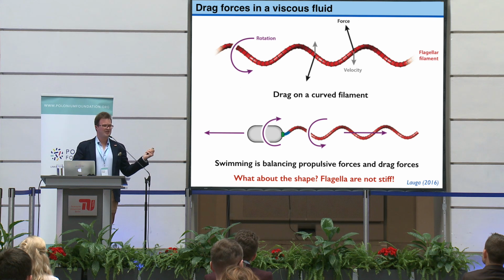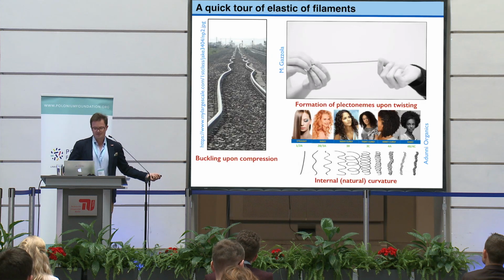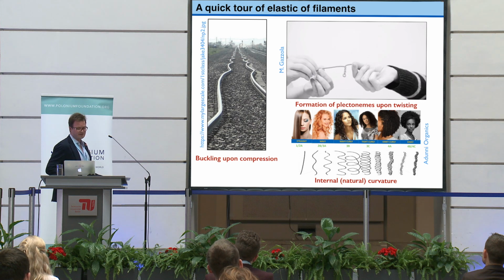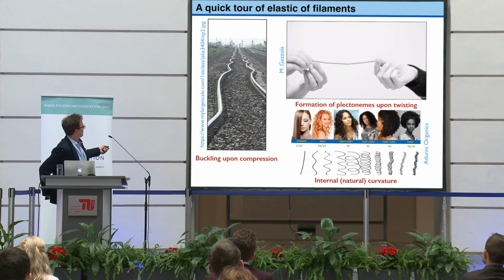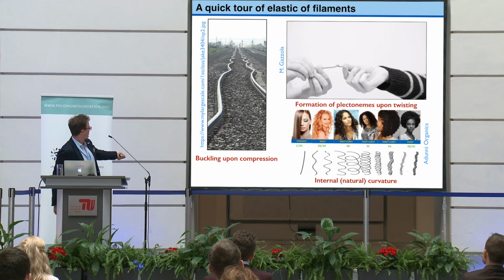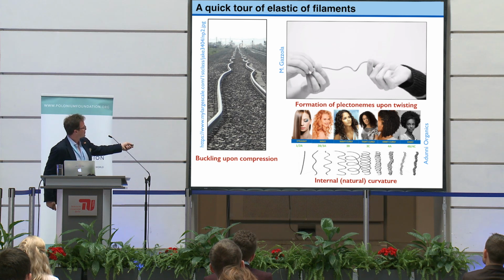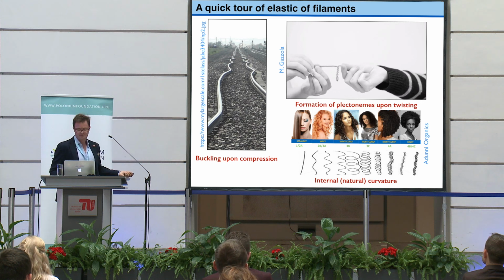However, these appendages are not stiff, so the flow has some coupling to the structure. And so I'll give you a quick tour of elastic filaments. If you include elasticity, you can have a variety of phenomena related to elastic deformations induced by compression, like buckling of railroad tracks, or formation of structures just by exerting forces on elastic filaments.